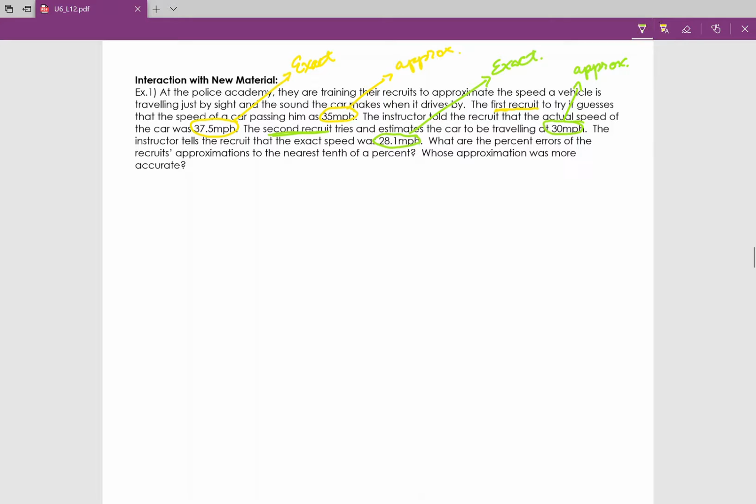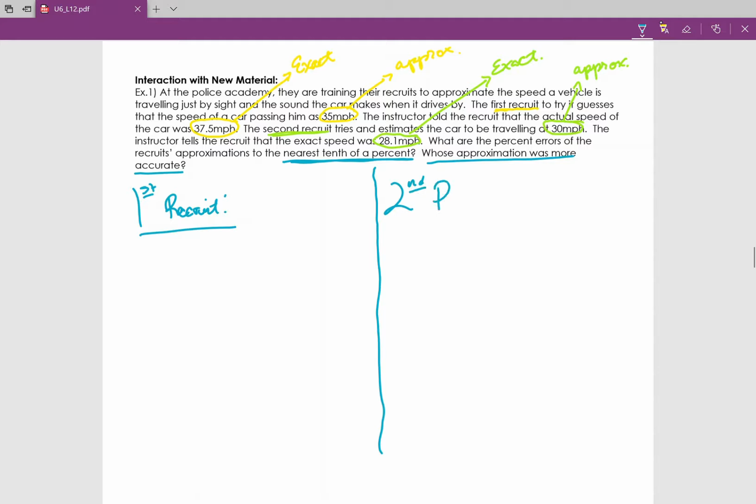So what I want to do is separate my paper into two because we're working with two different recruits right now. And it's asking us whose approximation was more accurate. And we're also rounding to the nearest tenth of a percent. So we have our first recruit, and we have our second recruit.